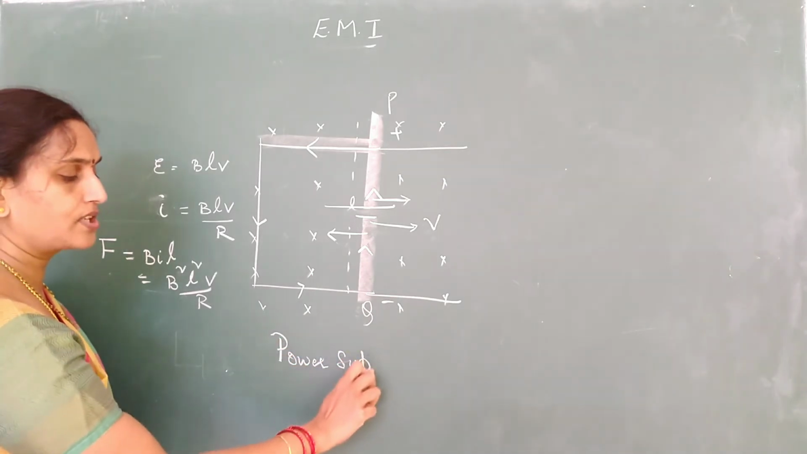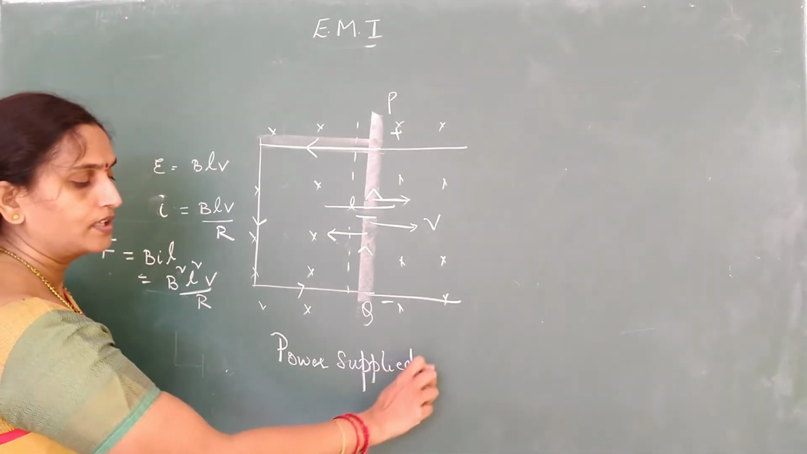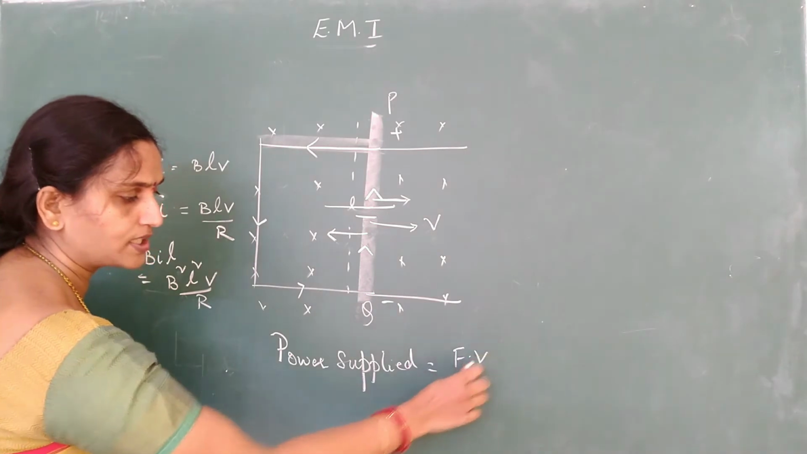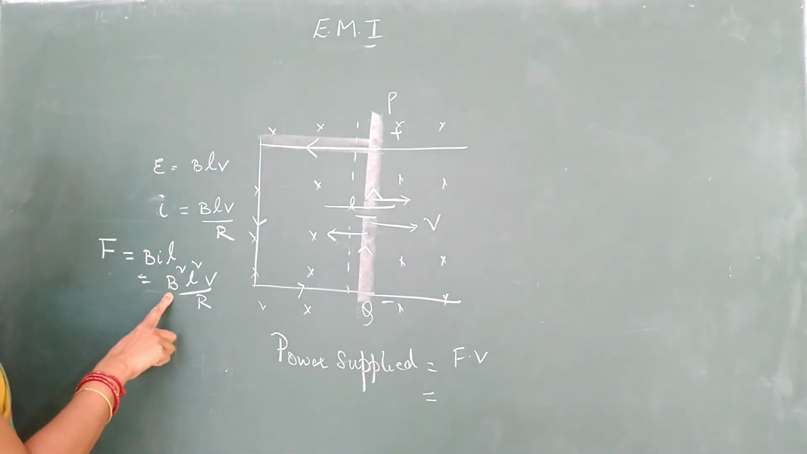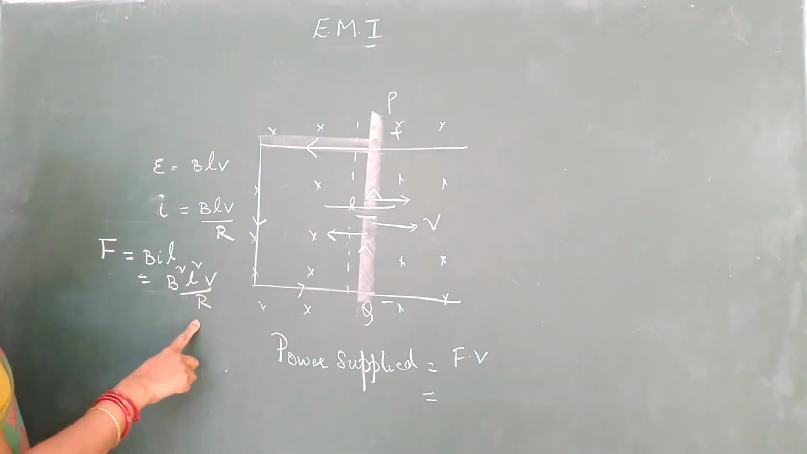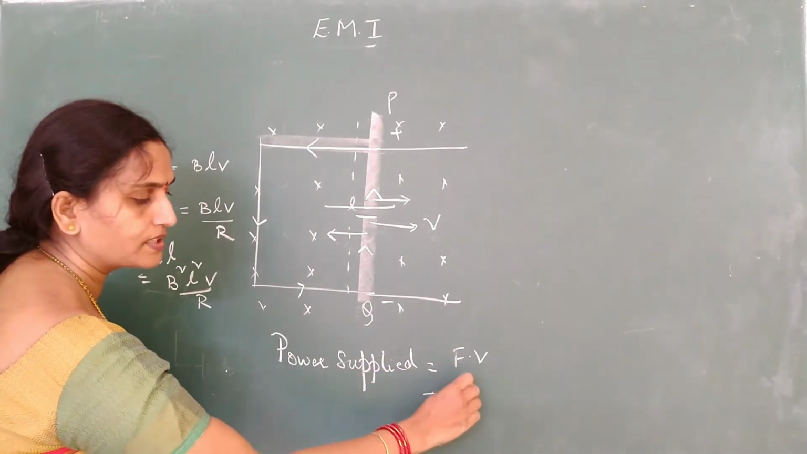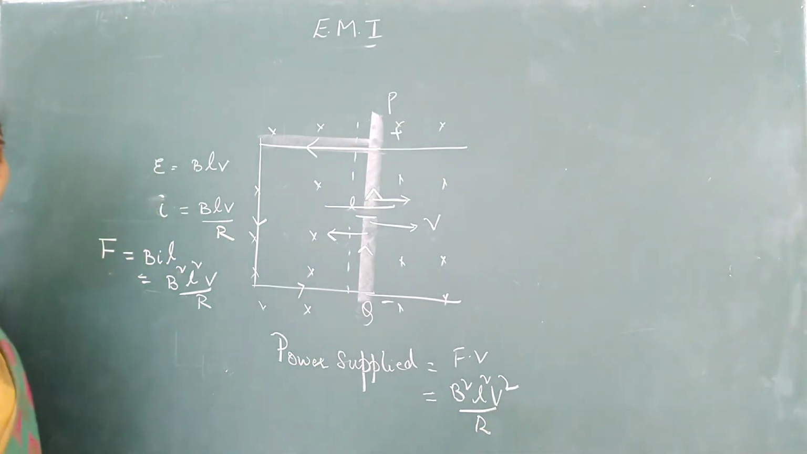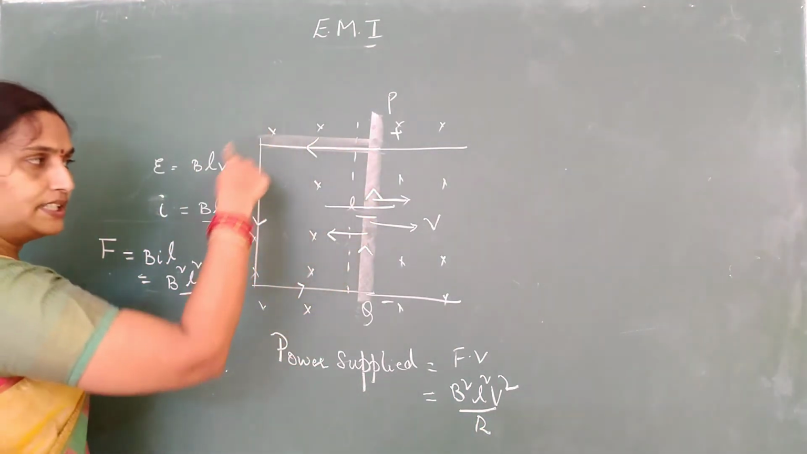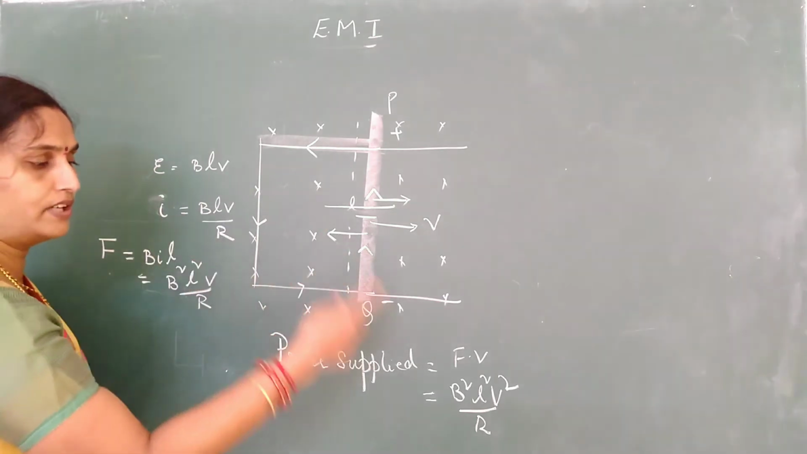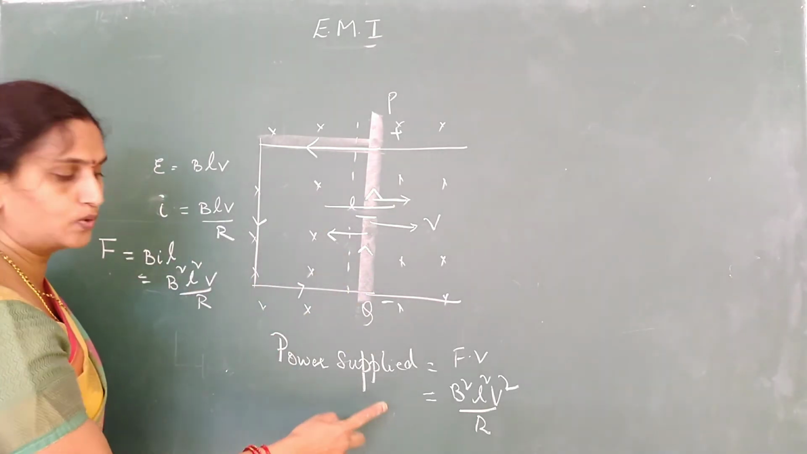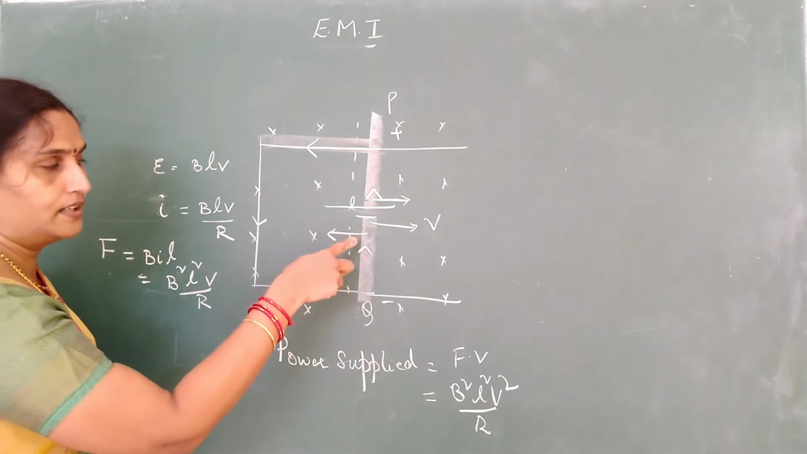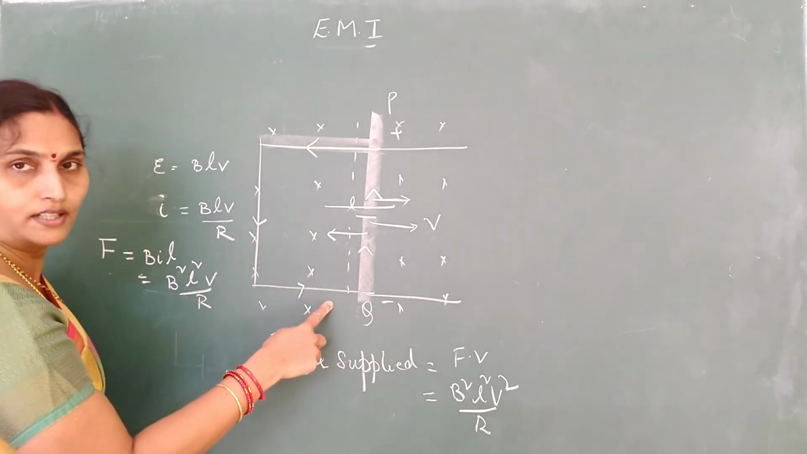Power supplied by the external agency to make it move with a constant speed is force into velocity. What is the force? B square L square V by R, into V. That is B square L square V square divided by R. And let us see what is the power dissipated in the circuit. So you are delivering this much power to the circuit. That means you are losing this much energy. The system is gaining this energy, and that is converted into electrical energy.